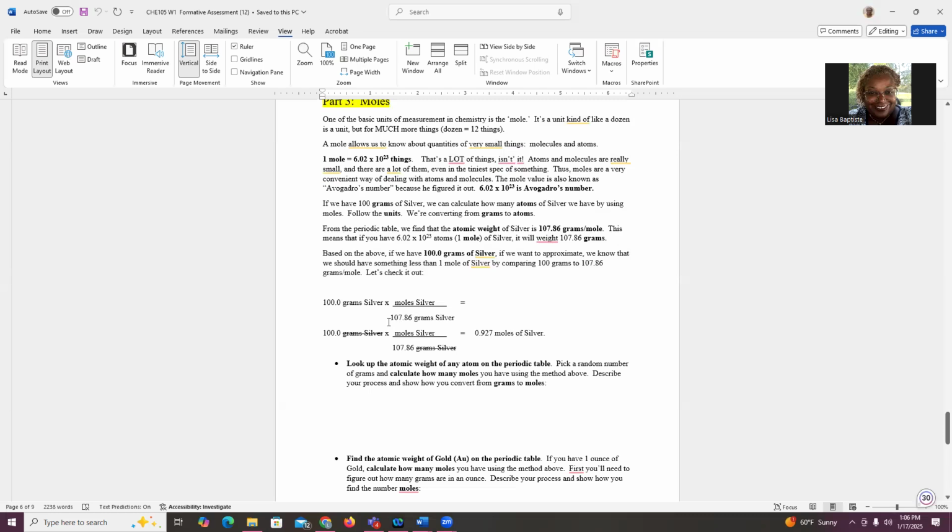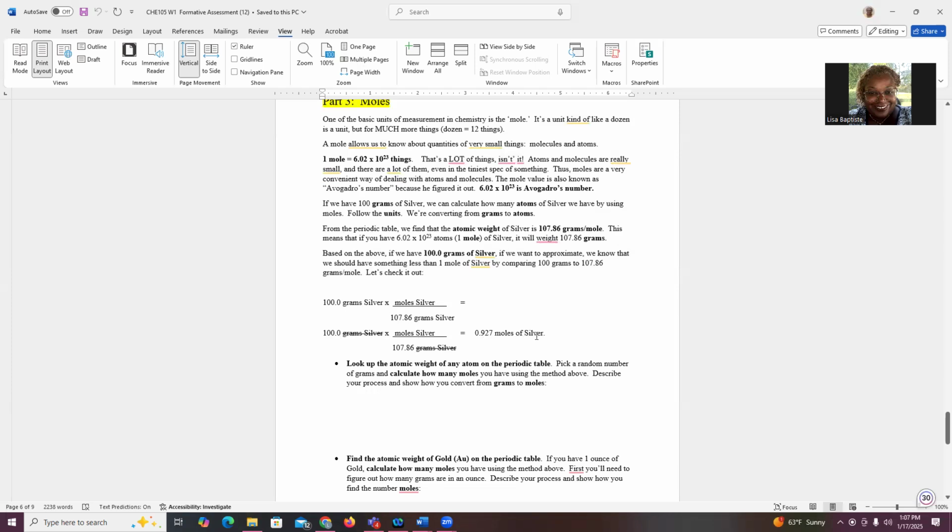And if you look in the periodic table, the bottom number is known as the mass number, and that is the number of grams of silver. And that's true for every element in the periodic table. So that's the number of grams in 1 mole. So because we're starting with grams, we want grams to go to the bottom. And remember, if we have the same unit on the top and the bottom, we can cross it out. And then we have moles at the top. So if we take 100.0 divided by 107.86, we get 0.927 moles of silver.